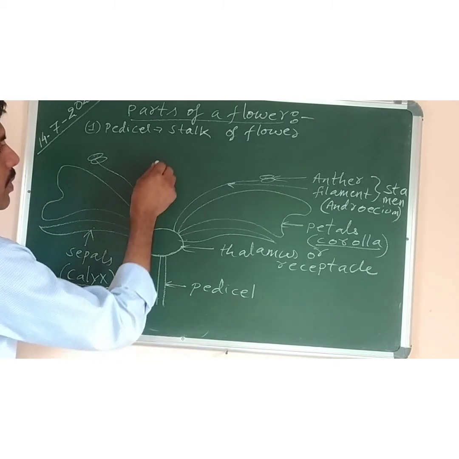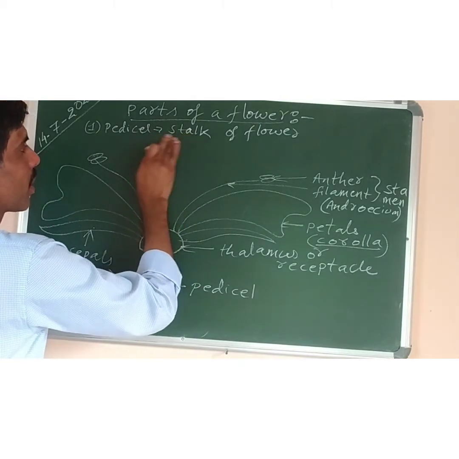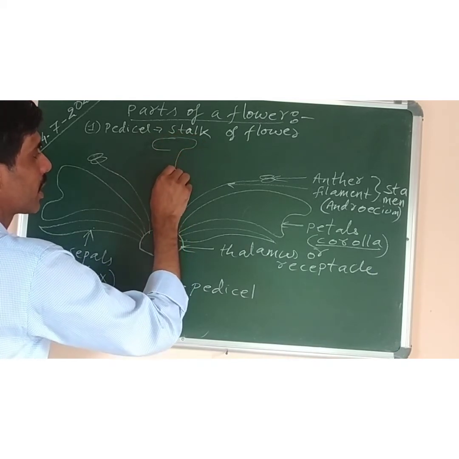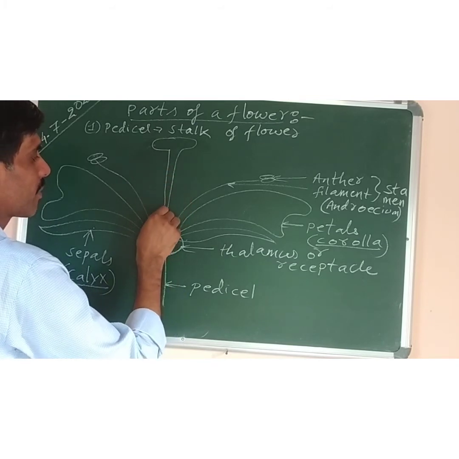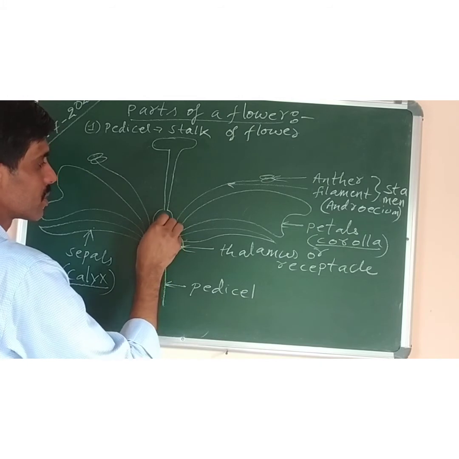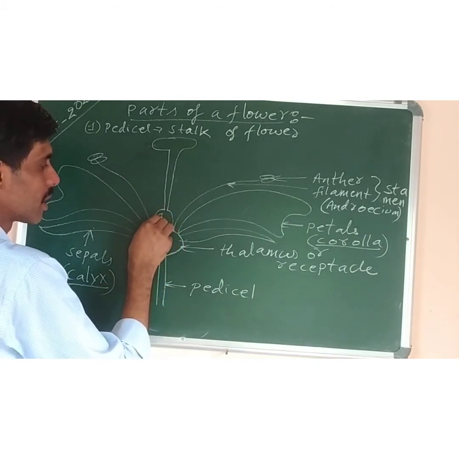Then in the center we have the female part of the flower, which consists of a flat or broad stigma. So this is the stigma I am drawing. Then I am drawing a very long or tubular style, and finally we have the swollen ovary at the base. So this is the ovary. Inside the ovary we have the ovules.